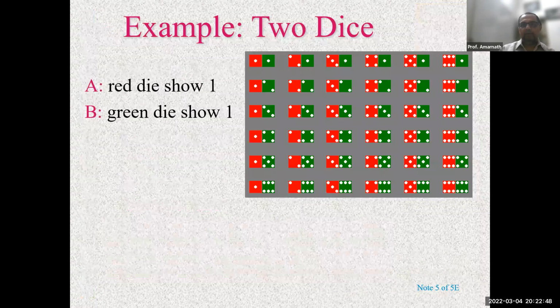So, a sample of 2 dice. The red die shows 1, and the green die shows 1. So it is 11 by 36.